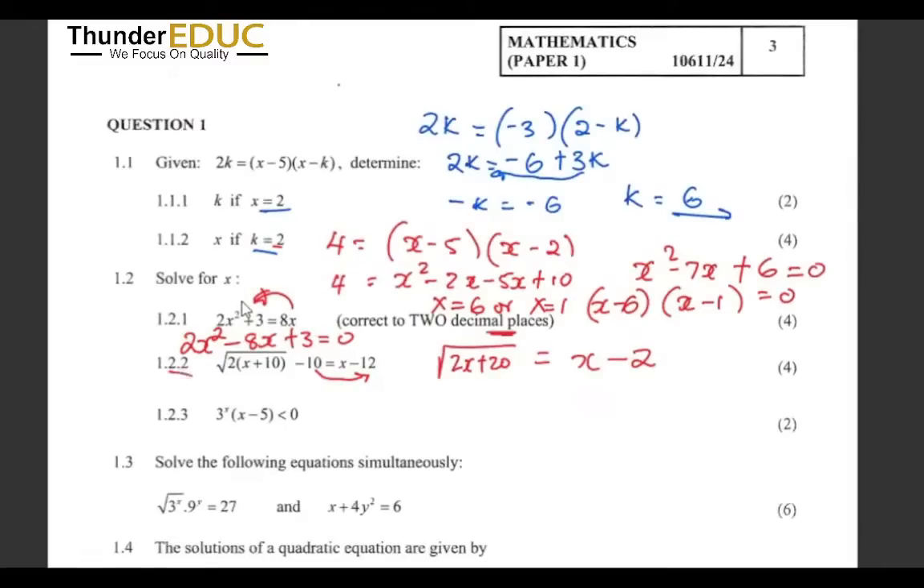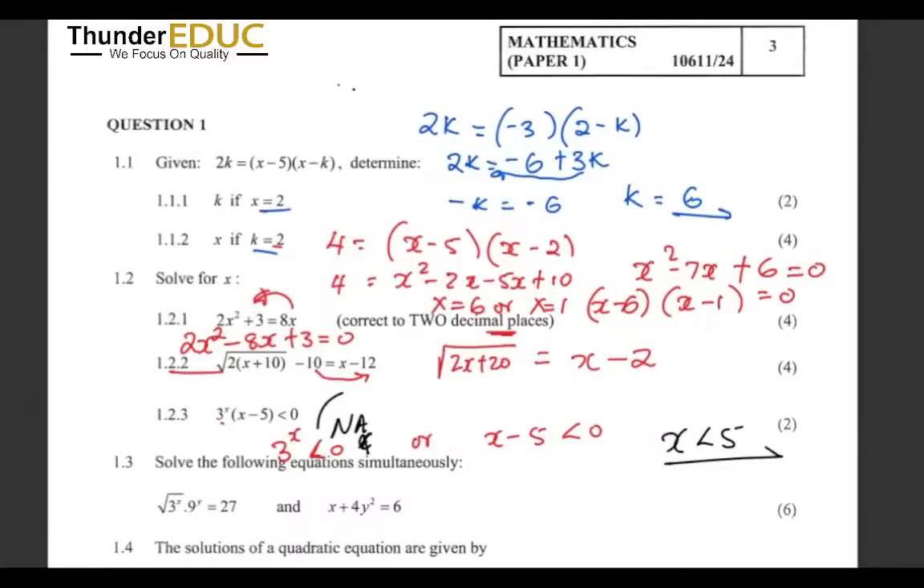1.2.2. Then 1.2.3, we have this inequality for 2 marks. So we can say that 3 to the x is less than 0, or x minus 5 should be less than 0. In the study of exponents, we do not have a scenario where anything is raised to a power and then it gives us a 0. So there is no solution for this option. And if we solve the other one, our x has to be less than 5.